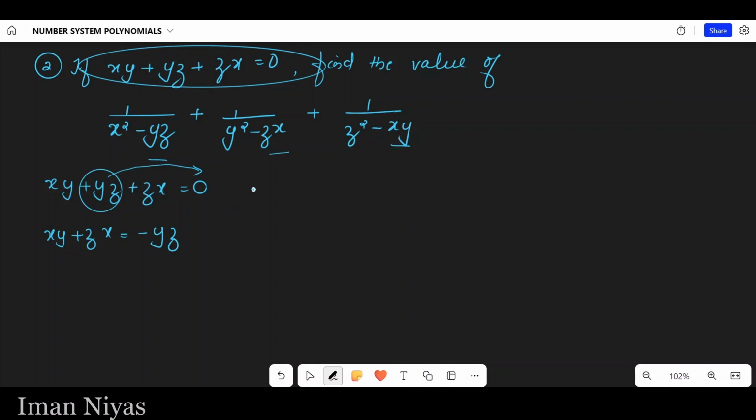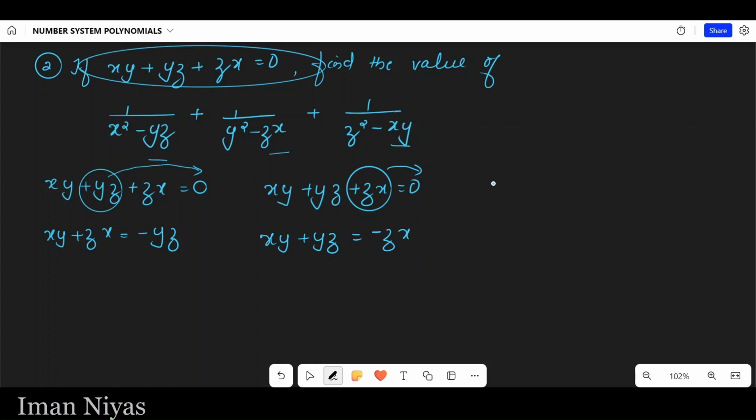What will be minus zx? I'm just writing the equation, and what is given is xy plus yz plus zx equal to 0, right? So now we need zx. So plus zx I'm taking to the right-hand side of this equation, and what you will get is, on the left-hand side we have xy plus yz, and this will be equal to minus zx. So you got that value.